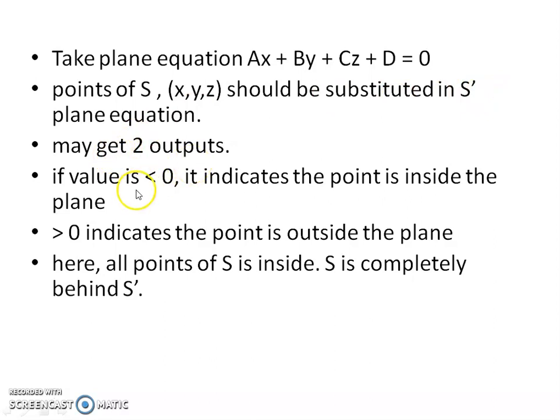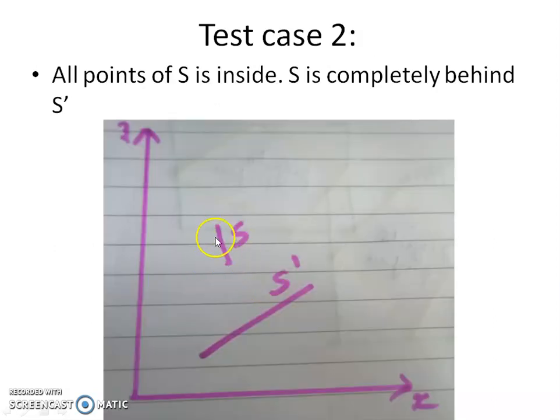If the output is less than 0, it indicates that the point is inside the plane. If the value is greater than 0, it indicates the point is outside the plane. Suppose the value is equal to 0, it means S is equal to S dash, same line, same surface. Here all points of S are inside, so S is completely behind S dash.